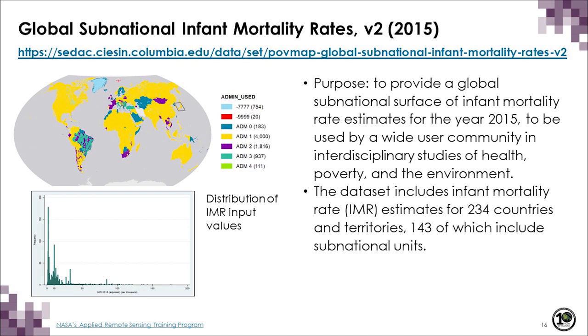The map on the upper left side indicates what administrative level was used to report the IMR, and in some countries, more than one level was used. For example, in Brazil, to take advantage of the availability of data at higher resolution for some districts. The graph in the lower left side shows the distribution of the IMR input values and helps to spot outliers that could indicate suspicious cases, very low or very high rates.